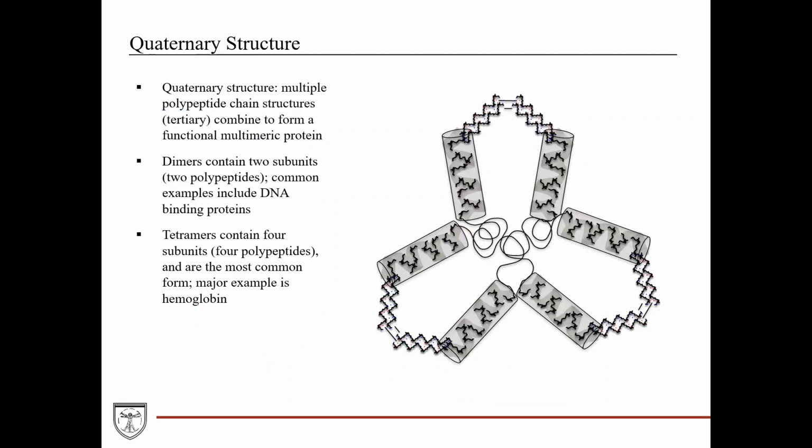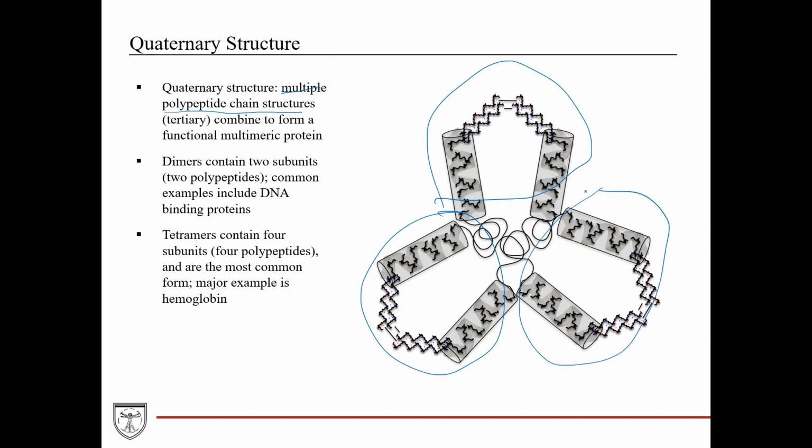So most proteins form tertiary structure and then they're done, that's it. However, there are some proteins that also combine with other proteins to form a larger protein that has quaternary structure. Quaternary structure is multiple polypeptide chains, so multiple tertiary structures, as you can see here. Here's a tertiary structure, same thing here. There are three of them coming together to form one protein, or quaternary structure. And so they form a functional multimeric protein. This protein needs all these subunits to carry out its overall function.